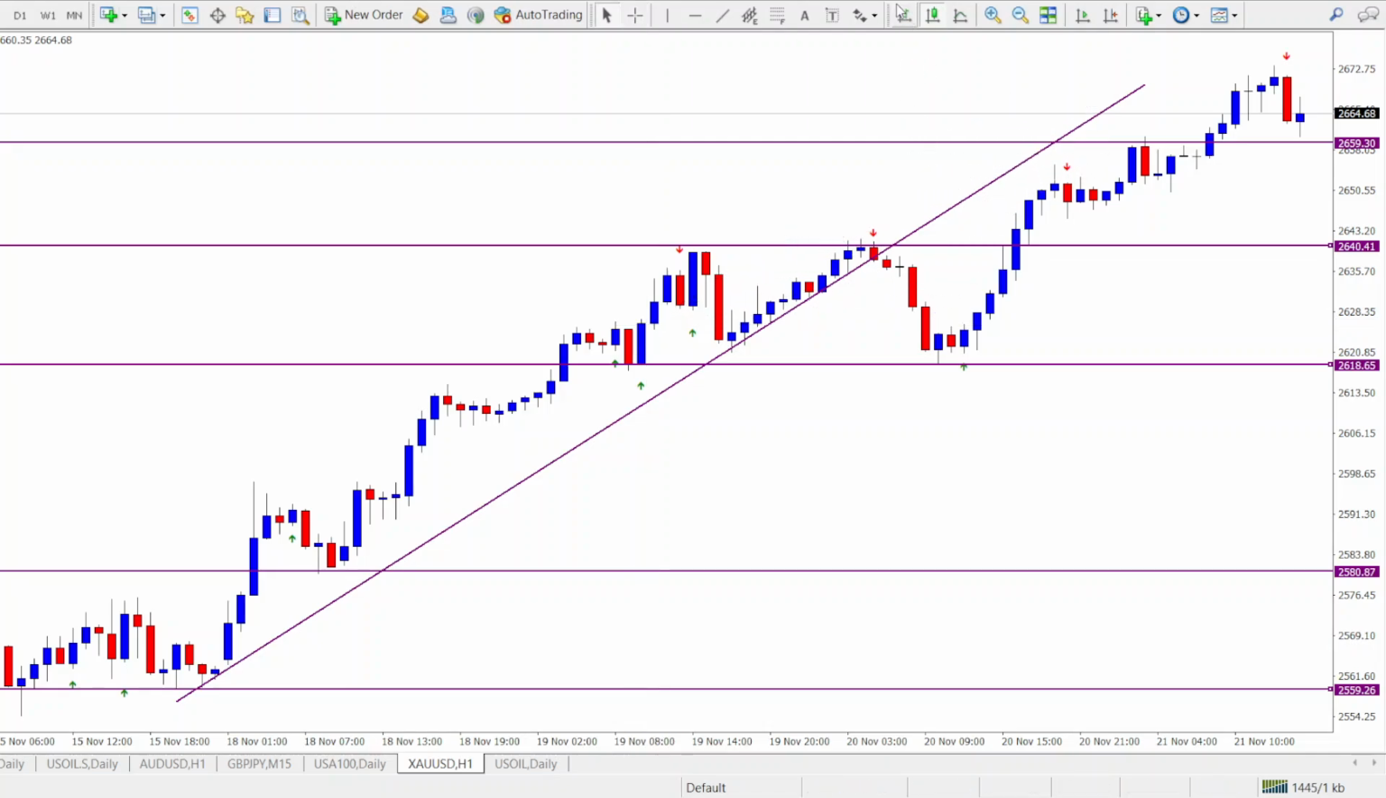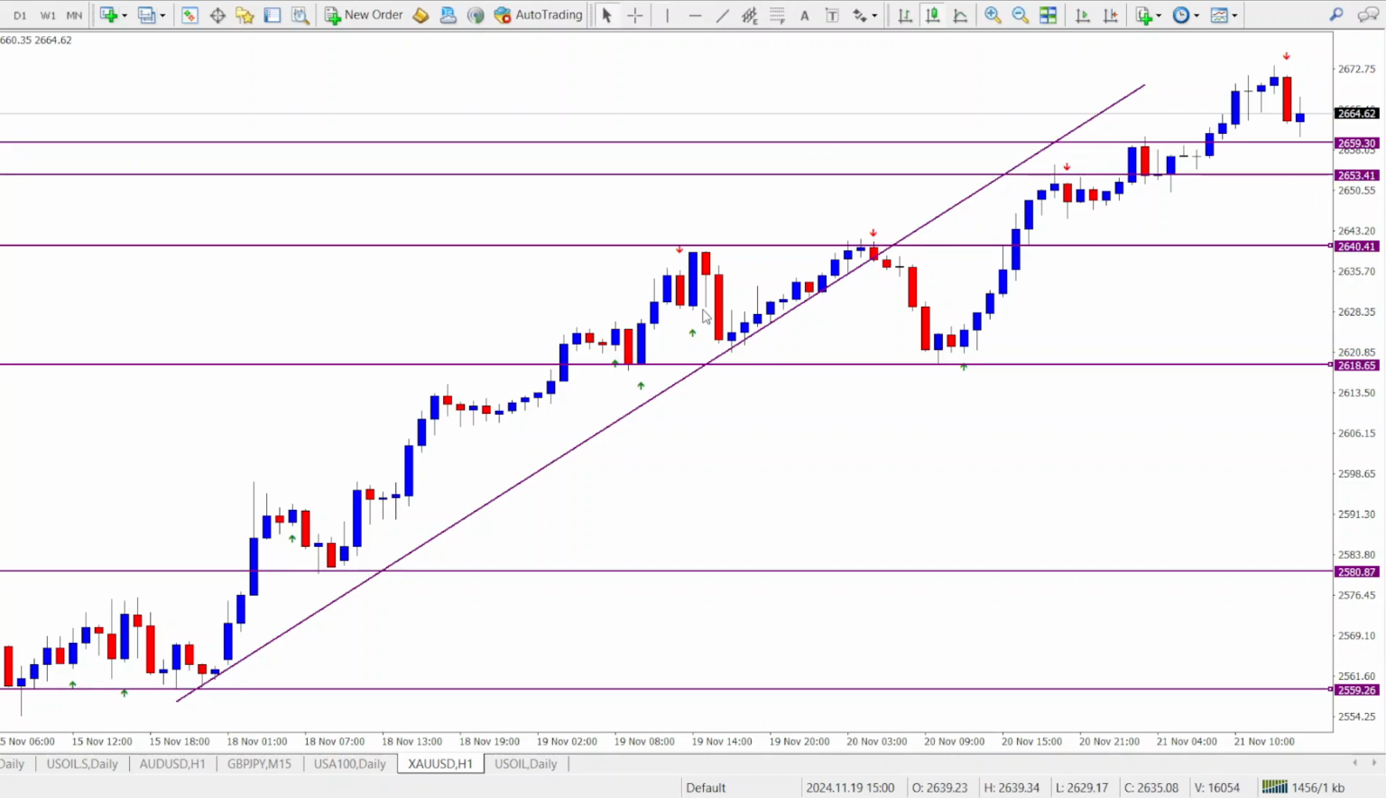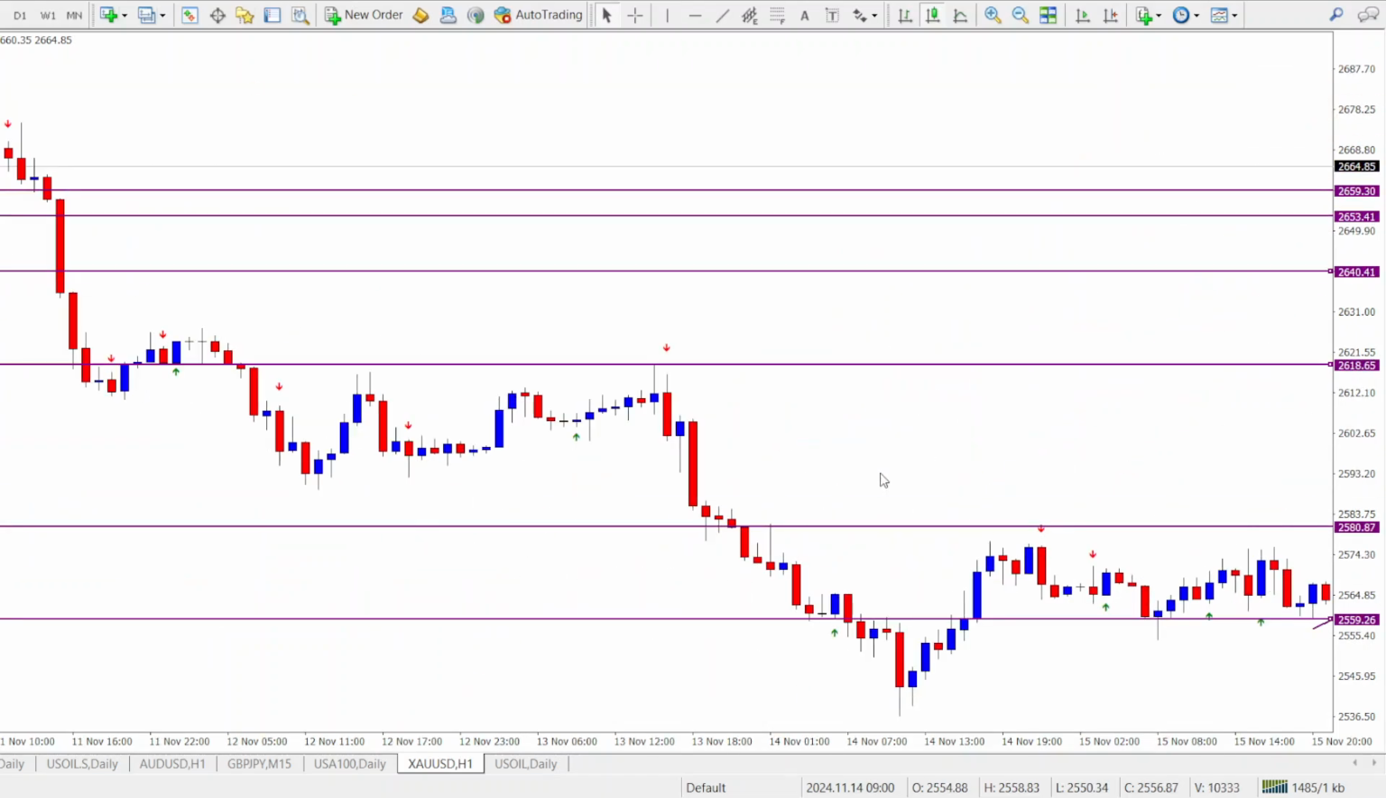So we could have considered entering around here, right? And then setting our stop loss below the engulfing and take profit at the next resistance level that gave us a good risk to reward ratio. So now let us look for a good example for a sell.